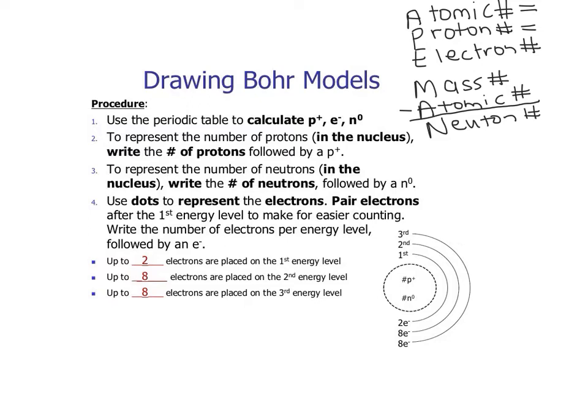Please note that each energy level can only hold a maximum number of electrons. The first energy level can hold up to 2 electrons, so we'll place up to 2 dots in that energy level. The second energy level can hold up to 8 electrons, so we will put up to 8 dots on the second energy level. And then the third energy level also can hold up to 8 electrons, so we'll use up to 8 dots in that third energy level.